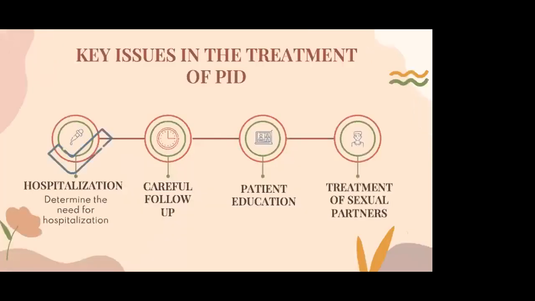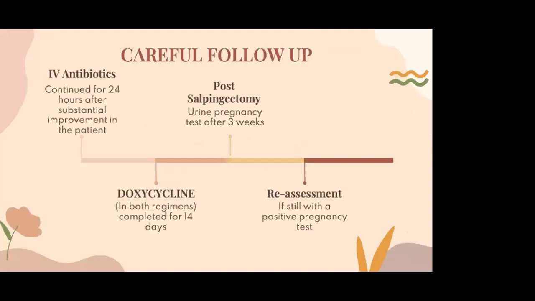For the current patient, we have already determined the need for hospitalization. As for follow-up, IV antibiotics should be continued for 24 hours after substantial improvement in the patient is seen. And then doxycycline should be completed for 14 days. So since the patient would undergo self-injectable urine, pregnancy tests should be done after 3 weeks and reassessment should be done if there's still a positive pregnancy test after 3 weeks.